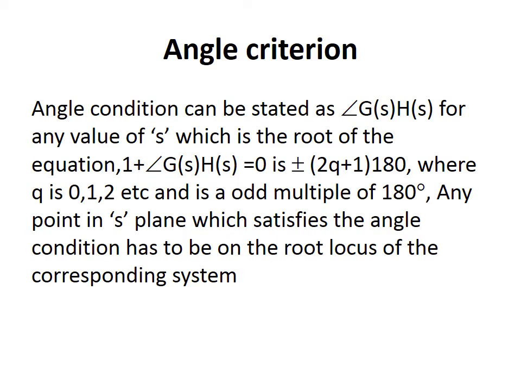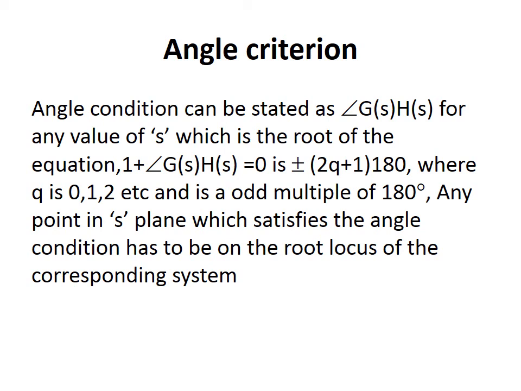The angle criterion can be stated as follows: the angle of G(s)H(s), for any value of s which is a root of the equation 1 + G(s)H(s) = 0, is given by ±(2q+1) × 180, where q is 0, 1, 2, etc., and it is an odd multiple of 180 degrees. Any point in the s-plane which satisfies the angle condition has to be on the root locus of the corresponding system.